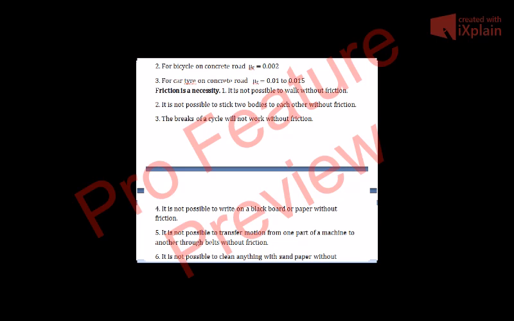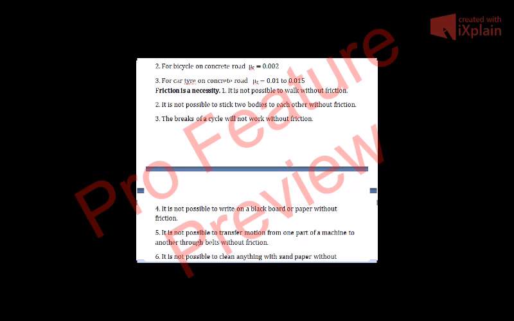Similarly, the brakes of a cycle will not work without friction, or the brakes of any vehicle may not work without friction. If there is no friction, then we may not be able to stop a cycle. It is not possible to write on a blackboard. Had there been no friction, we may not have been able to write on the blackboard, or on the page of our notebook.